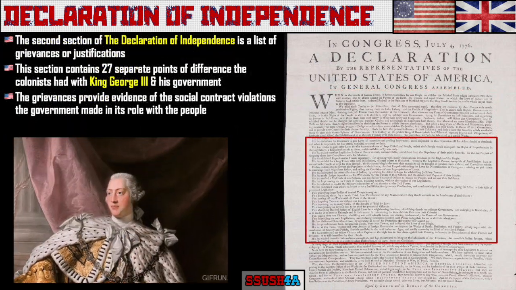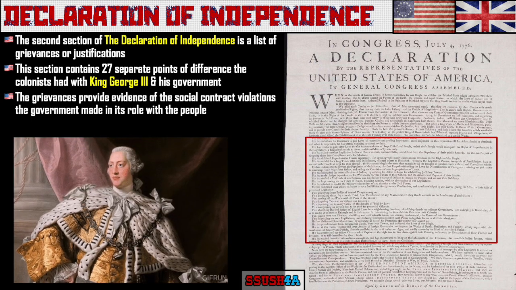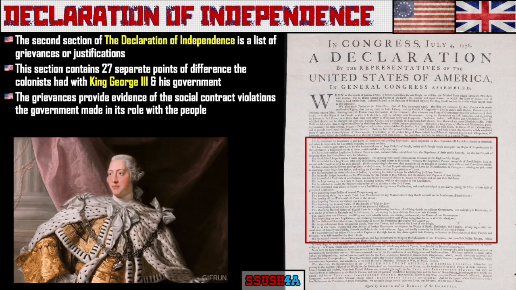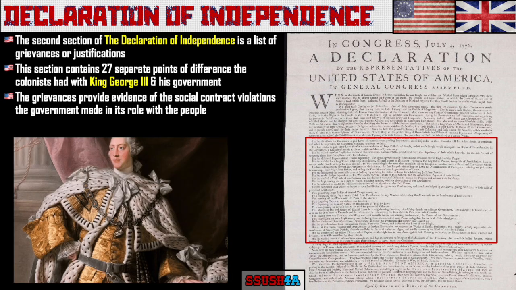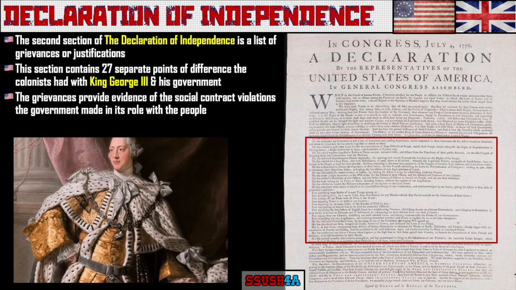The second section of the Declaration of Independence is a list of grievances or justifications. This section contained 27 separate points of differences the American colonists had with King George III and his government. The grievances provide evidence of the social contract violations the government made in its role with the people.